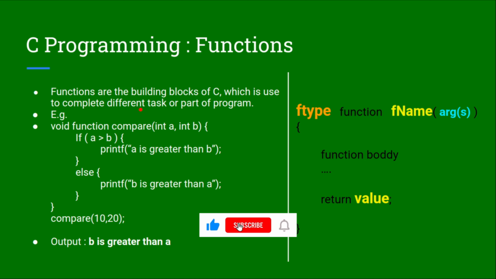Functions are a building block of C which is used to complete different tasks or a part of a program. In programming, a function is a list of statements, or a block of statements, which is designed or written to achieve a specific task. For example, in a program we have 3-4 kinds of calculations: a percentage, a sum, a subtraction, a multiplication. Again and again we need to do some calculations.